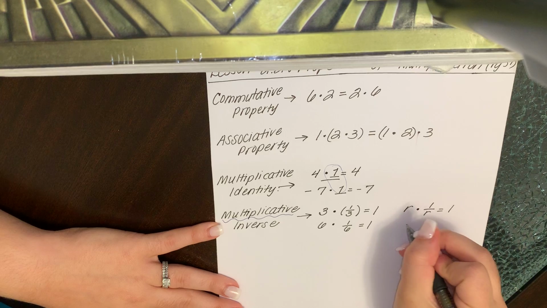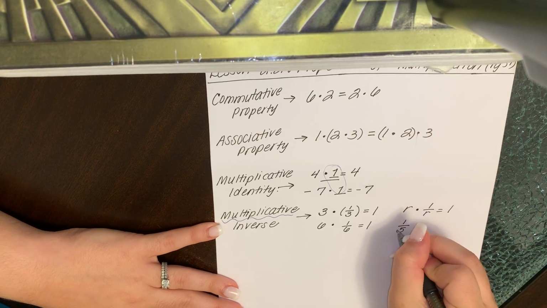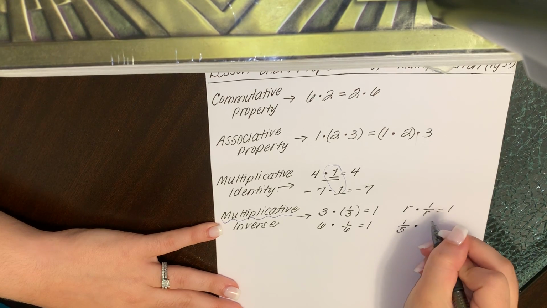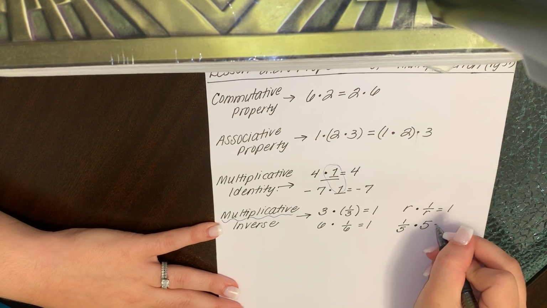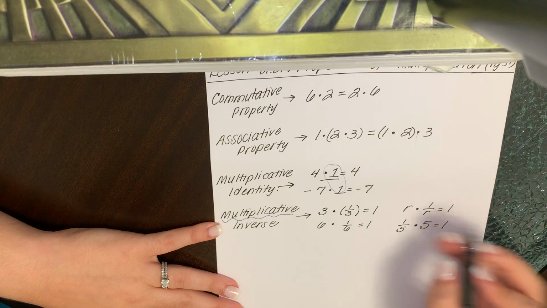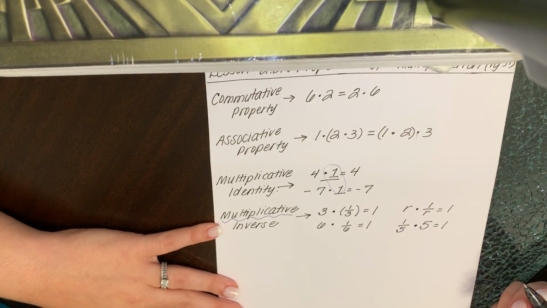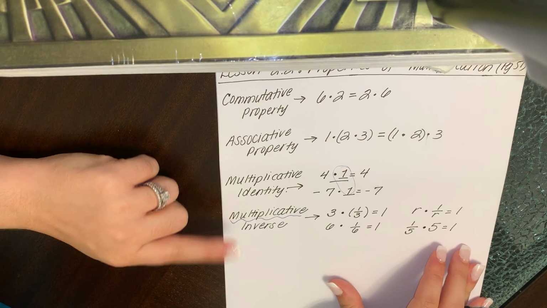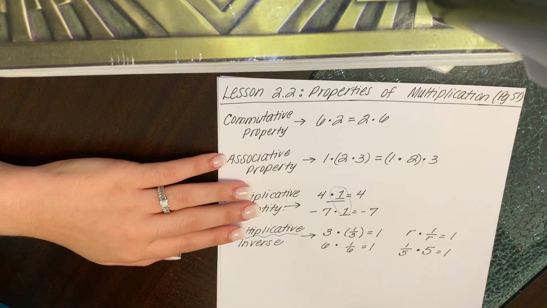So Mrs. Elliott, what if they already give me something like 1 over 5? What would be the inverse of 1 over 5? Well, you're just going to multiply it by a regular 5, and that is the inverse, and that will get you an answer of 1. So that's pretty much a few of the properties you've already seen, and I'm going to show you one more right now, which is the distributive property.